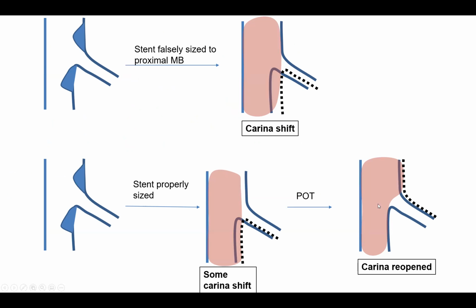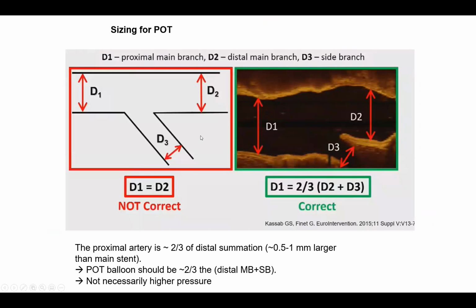How do you size the POT? I mentioned the proximal balloon is usually 0.5 to 1 millimeter larger than your stent, and you try to overexpand that stent proximally that much. But you need to know what we call the fractal law. Basically, this is the proximal main branch, the distal main branch, and the side branch. The proximal main branch is not equal to the distal main branch, and is not equal to the summation of those. It is equal to 2/3 of the distal summation, 2/3 of the side branch plus the distal main branch. And that's how you size your POT.